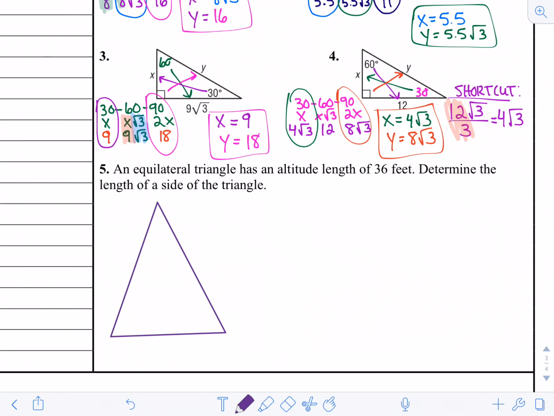An equilateral triangle, what you need to know from this is that all of your angles are 60 degrees. Let me go ahead and put all 60s in here so that you know. These are all 60 degrees. When you have an altitude right here, this forms a 90 degree angle and bisects the angle up here. So now what we have is 30, 60, 90. We have a 30, 60, 90 triangle.